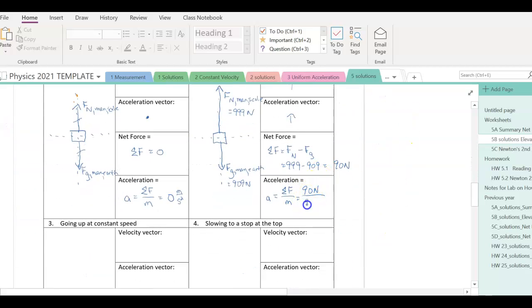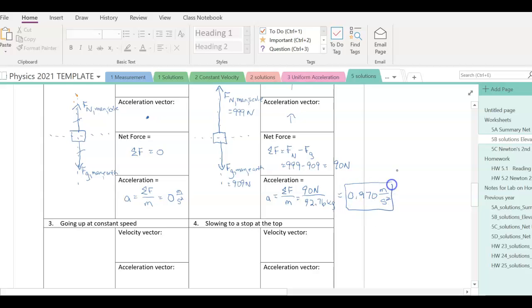Okay, so now that we have that, we can use that to find the acceleration. 90 newtons divided by 92.76 kilograms. We get an acceleration of 0.970 meters per second squared.